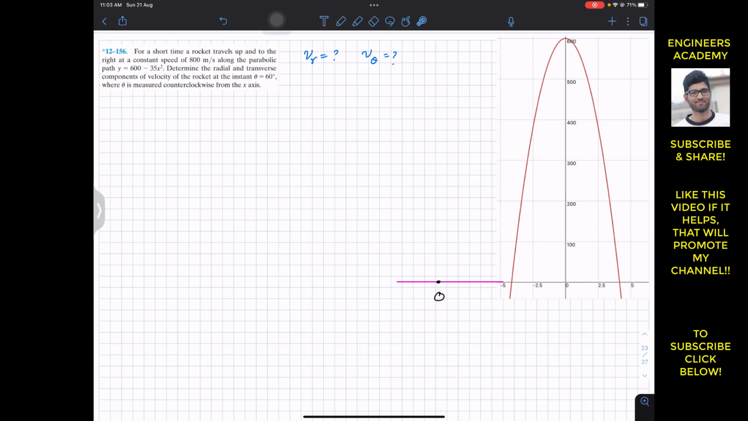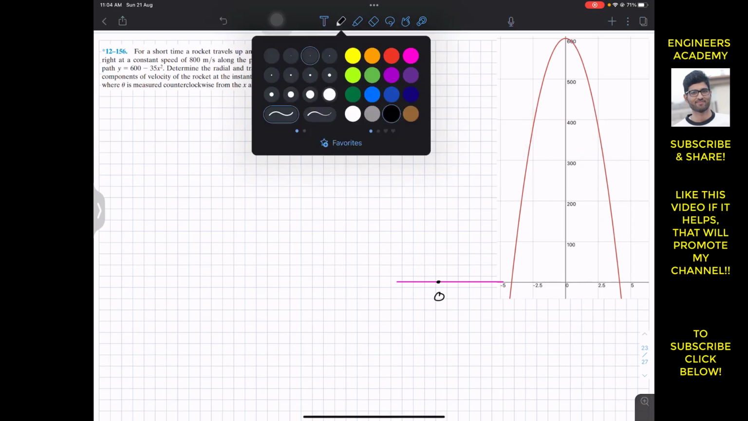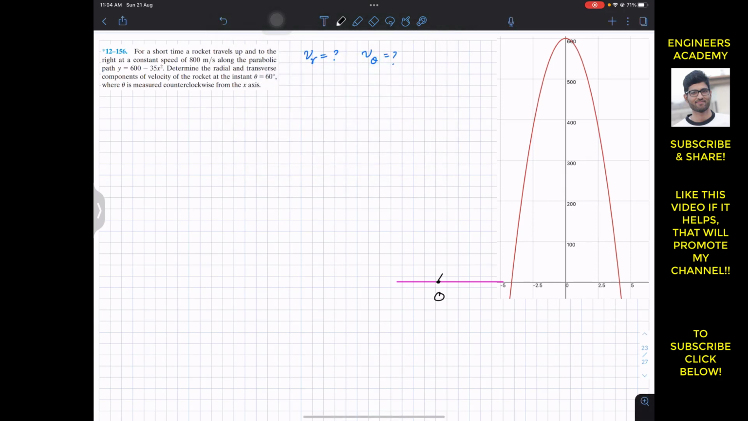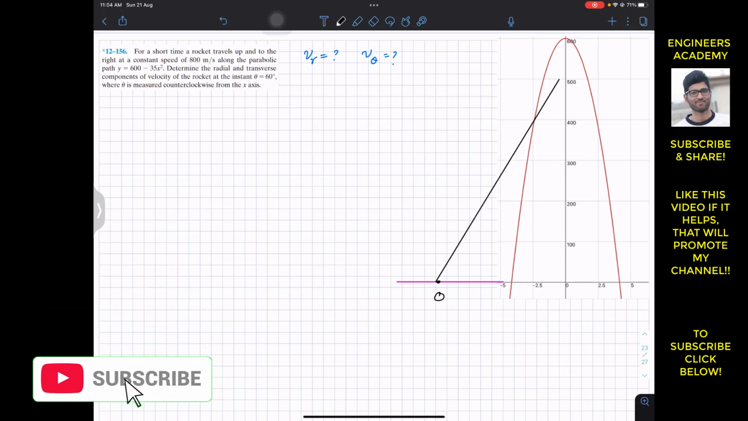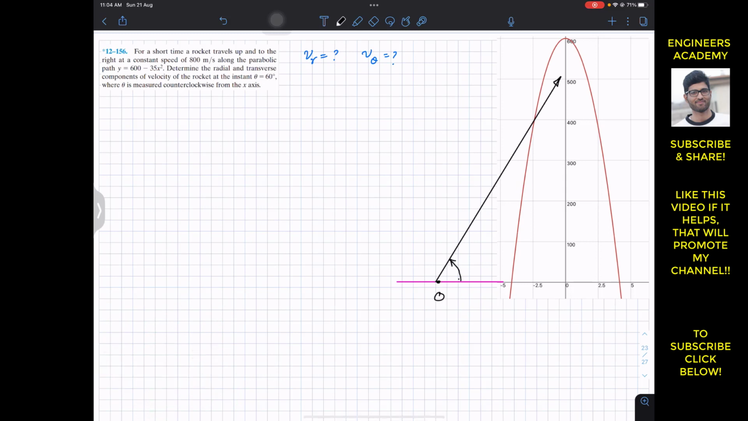In the problem statement it said that the rocket travels up and to the right. So it is traveling up and to the right. This is to the right, right? So let's say that somewhere here is the rocket, it is moving. For that I have to define my radial axis, since it is a problem related to cylindrical coordinates. So this is our radial axis, and this radial axis is making some angle theta, and that theta is measured in the counterclockwise direction. It is said that theta is measured counterclockwise from the x-axis.